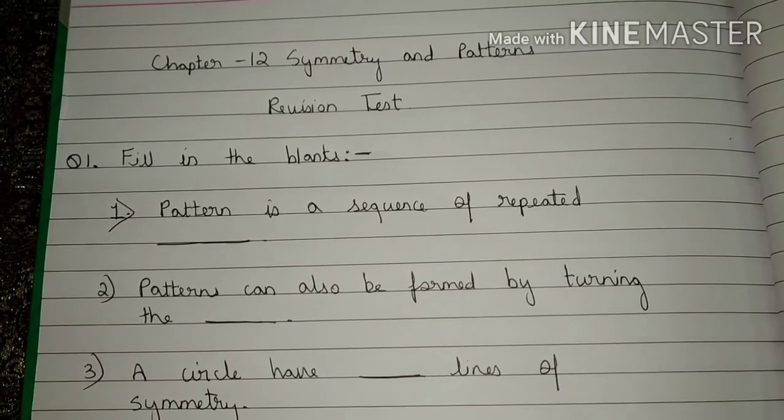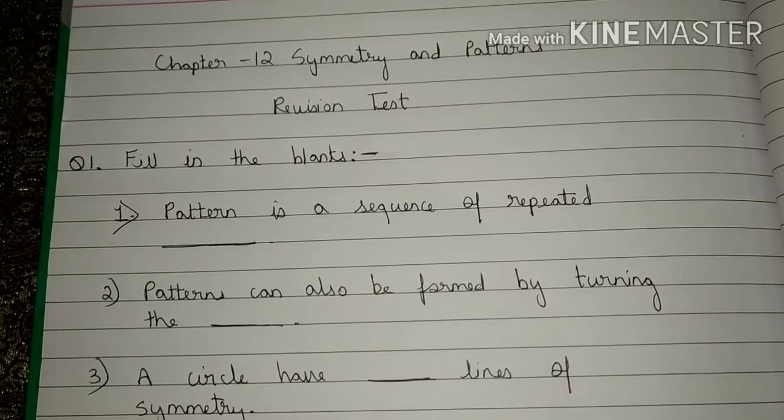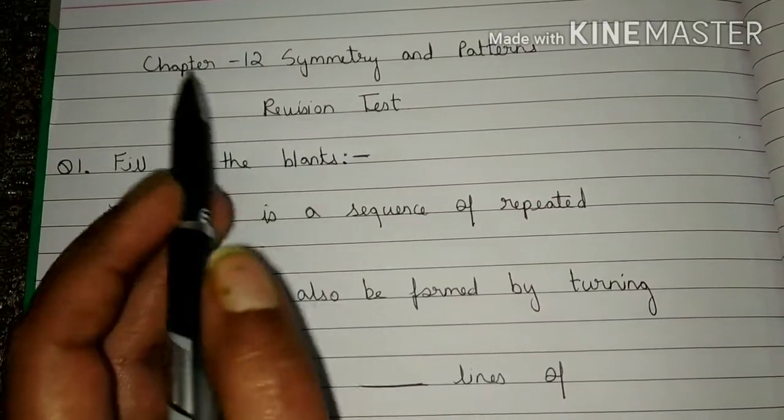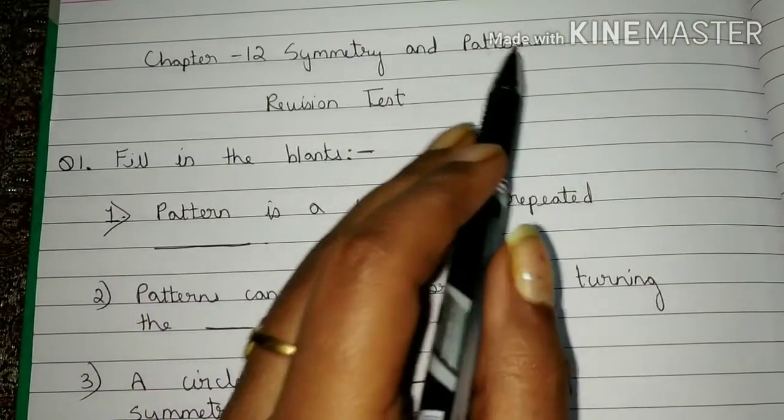Now students, take out your rough copy. Students, today you will give the revision test in your rough copy. Now students, let's start your revision test. Students, today you are going to give the revision test of chapter number 12, that is symmetry and patterns.